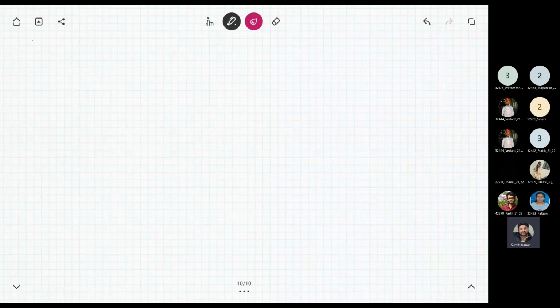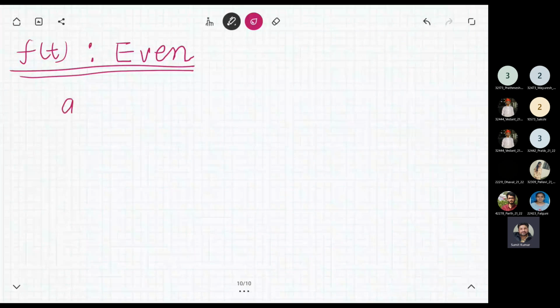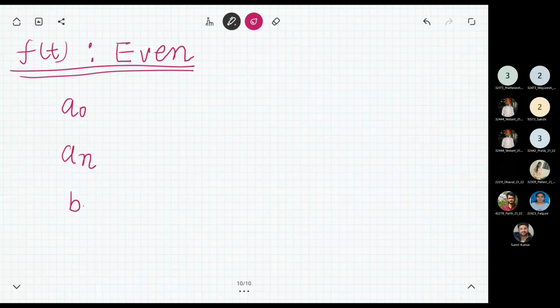So it's very important to understand what will be the effect of symmetry. So the very first symmetry: we are looking for Ft when Ft is even. When Ft is even, what will be the value of A0, what will be the value of An, and what will be the value of Bn? This is what we want to know.